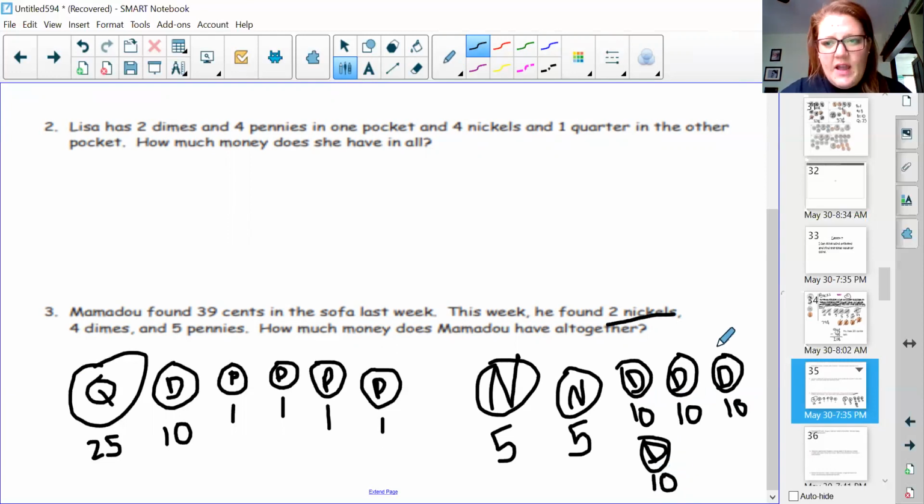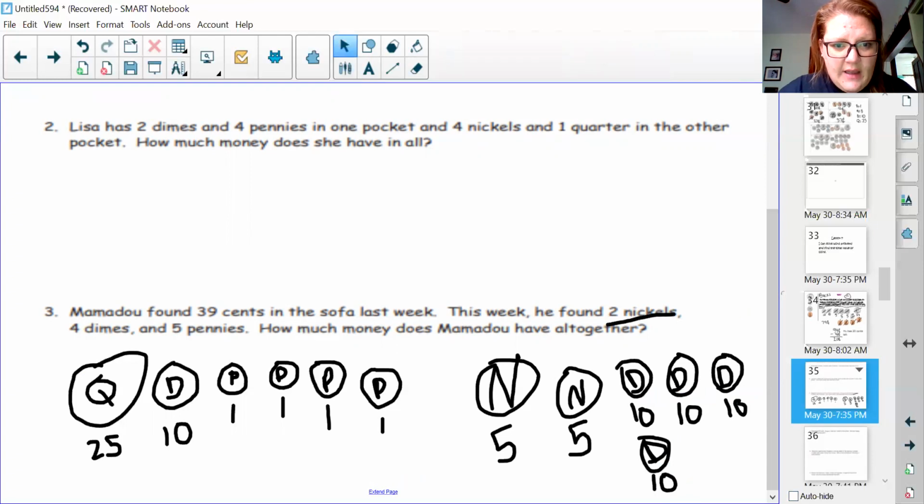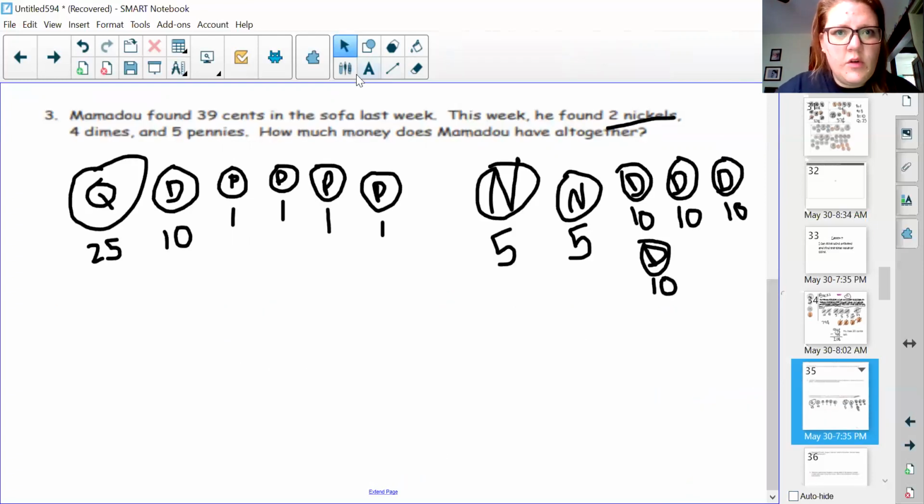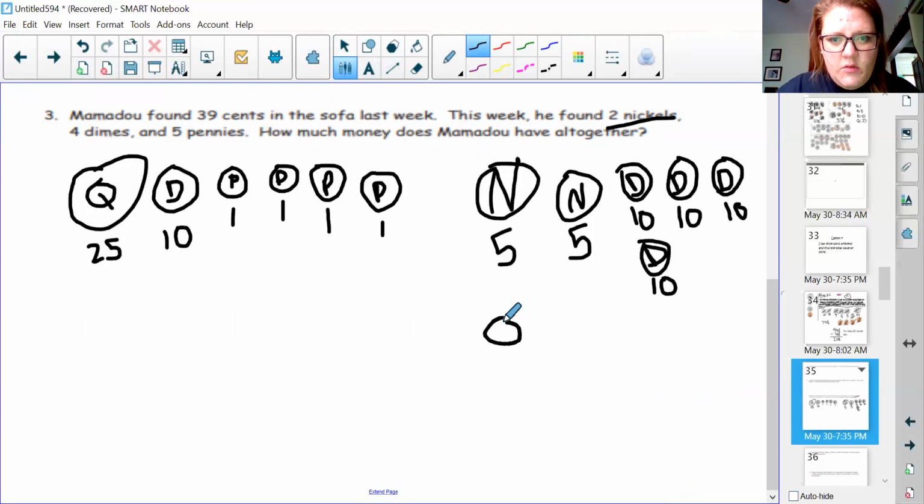And how many pennies did he find? He found 5 pennies. So we're going to draw 5 pennies. 1, 2, 3, 4, 5, with the letter P inside for penny. I know some of them look like D's, guys, but they're actually P's here. It's hard using just the touchpad.